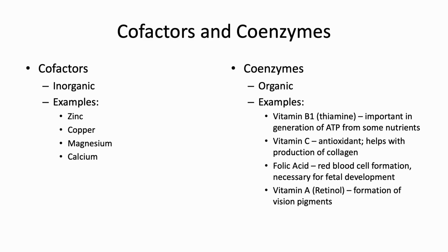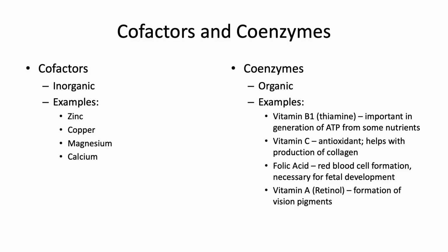Coenzymes are organic, and these are also things you may think about in supplements, or in the kind of food that you eat. The reason they're important is because they're coenzymes for many of your important enzymes in your body. So, for example, vitamin B1. We will talk a little bit as we go through. We've already touched on ATP and how it's our energy currency. So B1 is important in us generating ATP from some of our nutrients.